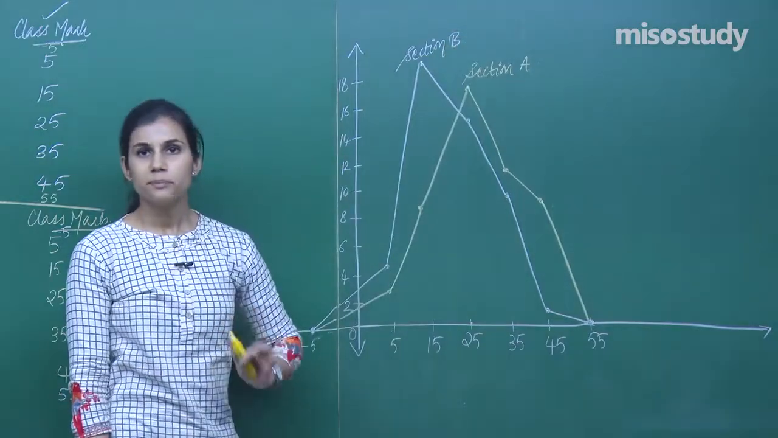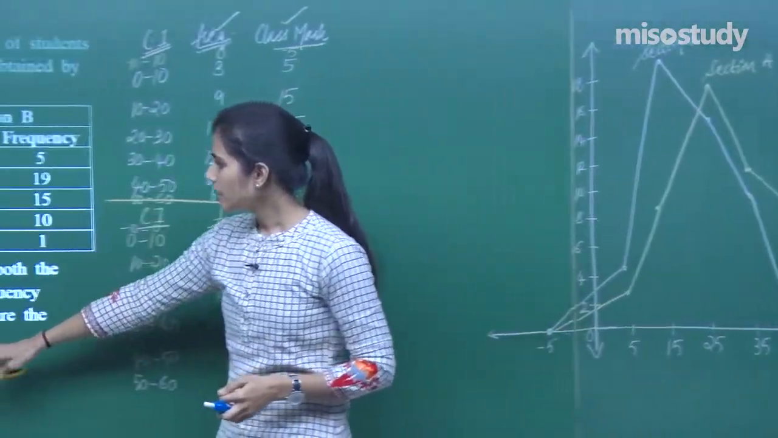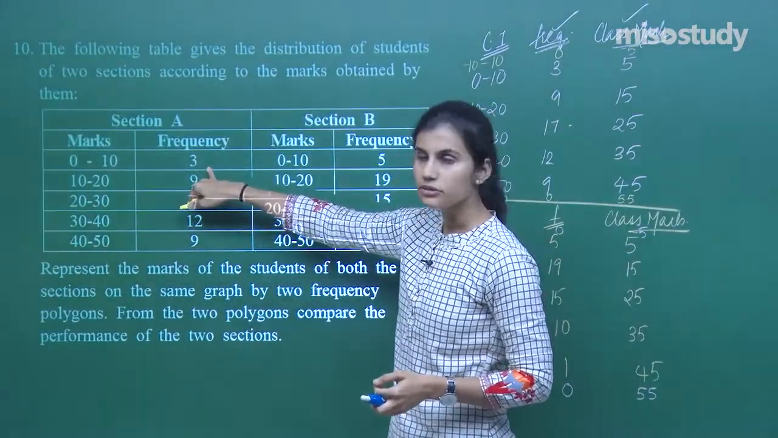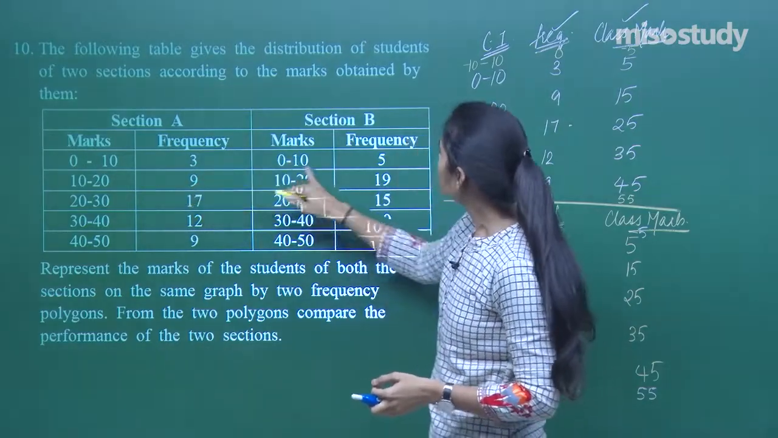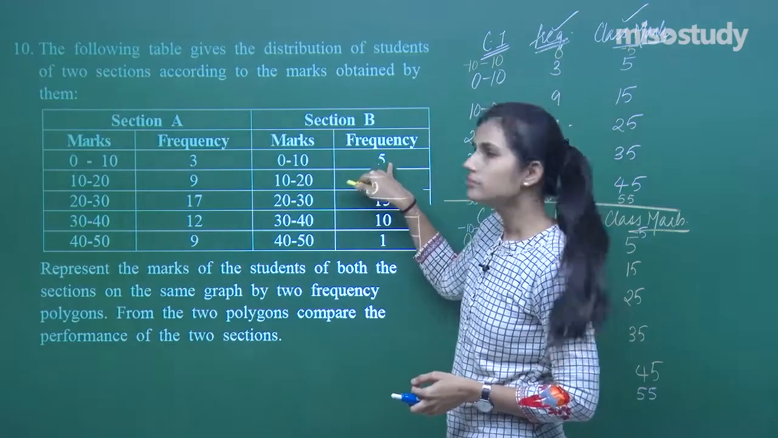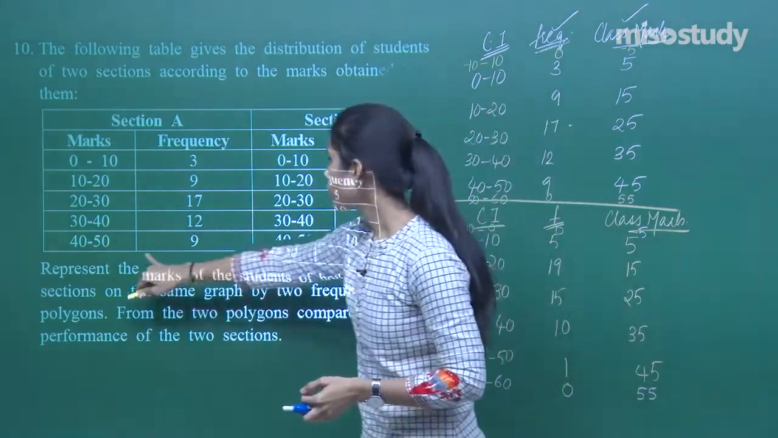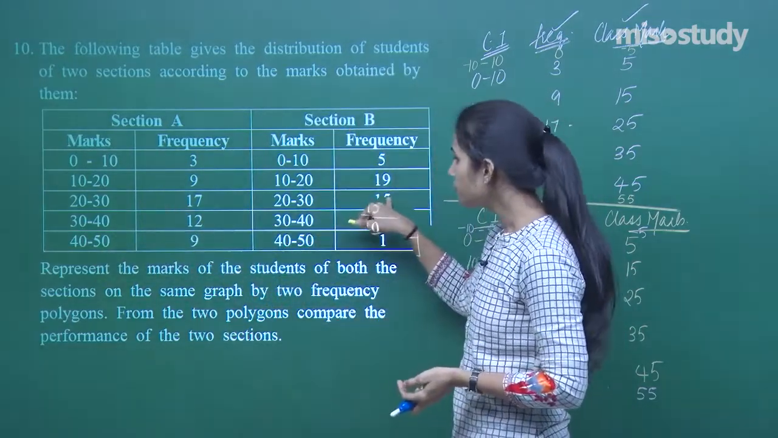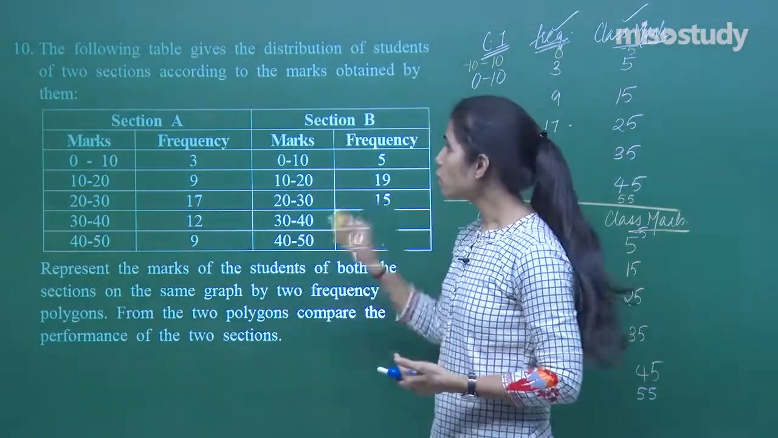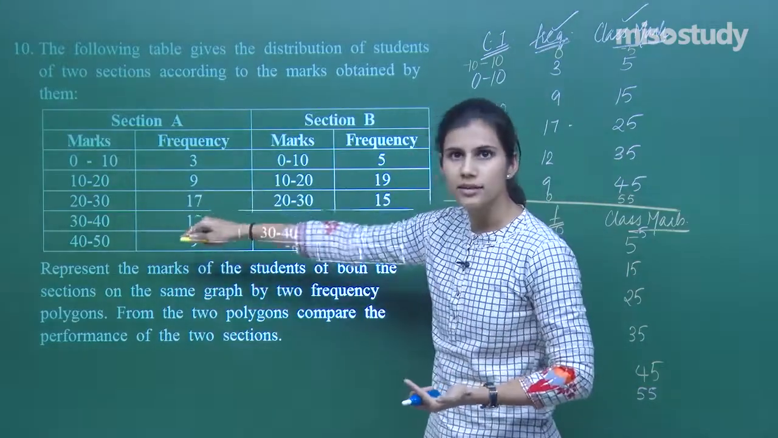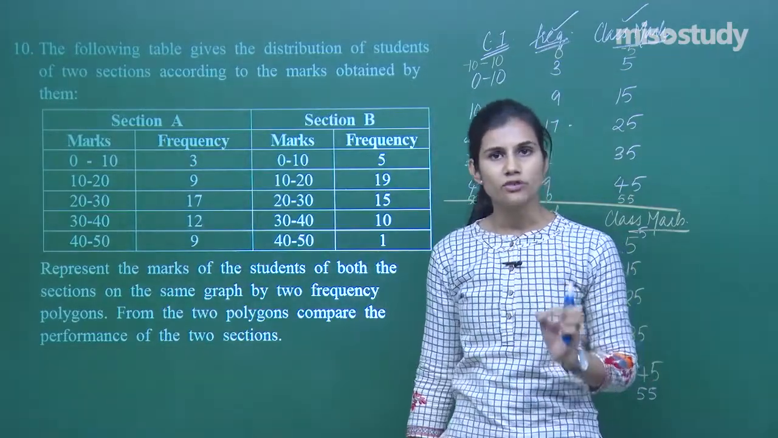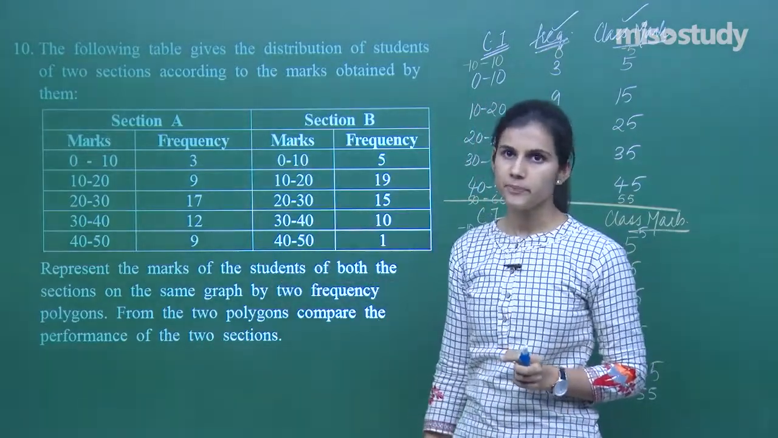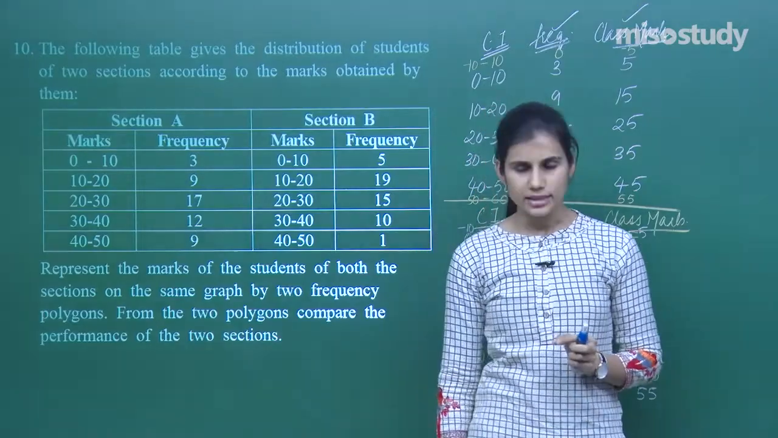Both the frequency polygons have been plotted on one axis. The question is, compare the performance. Now please try to see this. Between 0 to 10 in section A are marks of 3 students, and between 0 to 10 here are marks of 5 students. So there are more poor students in section B. If I talk about this, 30 to 40, 12, 30 to 40, 10, 20 to 30, 17, 20 to 30, 15, 40 to 50, just 1. So obviously A has students performing better than section B. That is the conclusion we can draw about the performance of students, that in class A the performance is better than in section B. And that completes my discussion over all the questions. That's it from my side. Thank you.